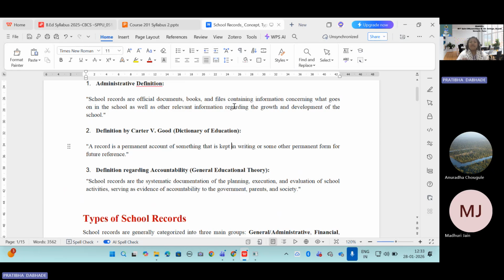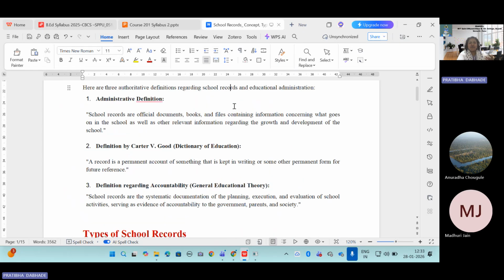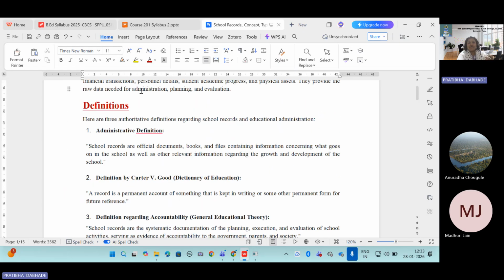What they contain is information concerning what goes on in the school, as well as other relevant information regarding the growth and development of the school. See why school records are needed. It is not only for the administration or for keeping the information. You can see here, for administration, for planning as well as for evaluation. Evaluation we can correlate with the growth and development of the school, right? So accordingly we can plan better things for the upcoming academic year.